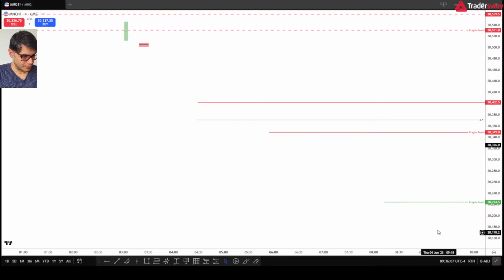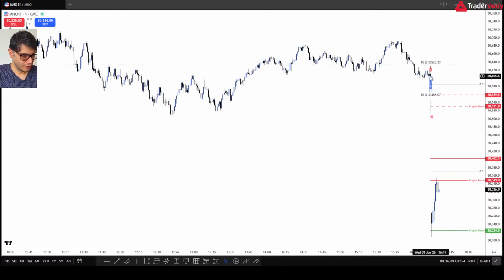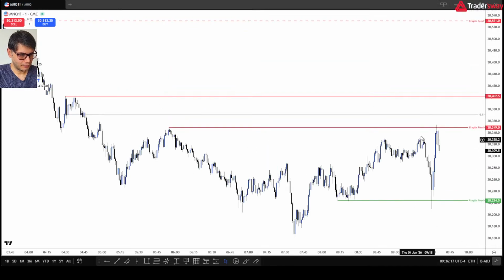Let's look at the regular trading hours. So we have a huge gap. The market opened gap down. So currently it is logical to see the price having a bounce. I had this fee at $30,349. That one is tapped. The bias is of course bearish.